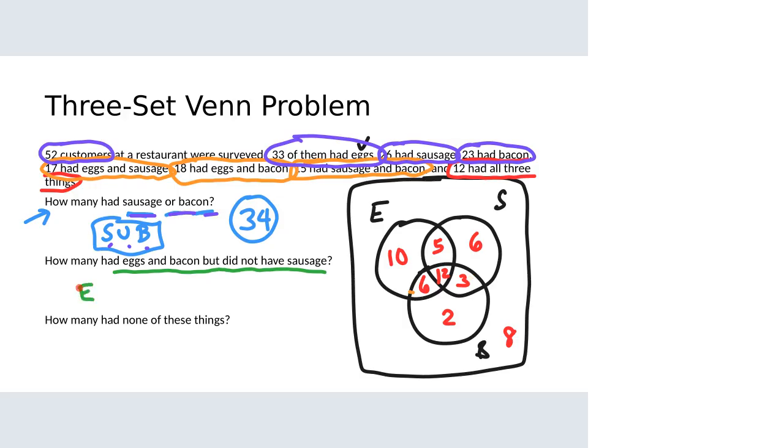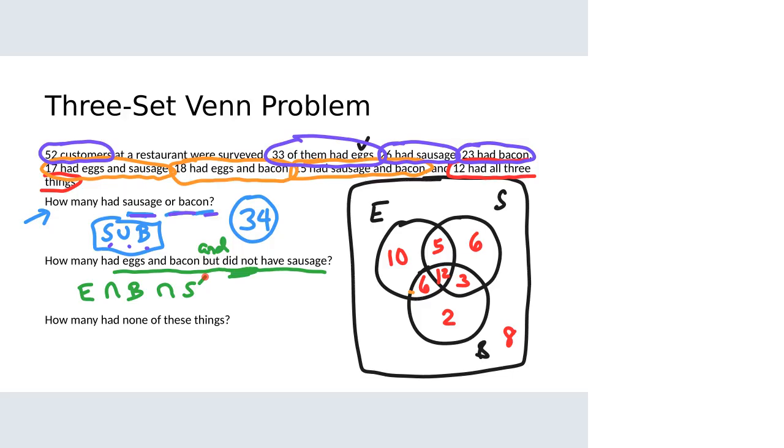So let's see, eggs and bacon. The word but, we're going to treat that like and did not have sausage. So did not have sausage. That would be S complement. So how many? And again, we're just talking here to see how many you come up with. They had eggs and bacon, but they did not have sausage. Okay, we've got 18s and 6s coming through on that one. Madison with a question mark.